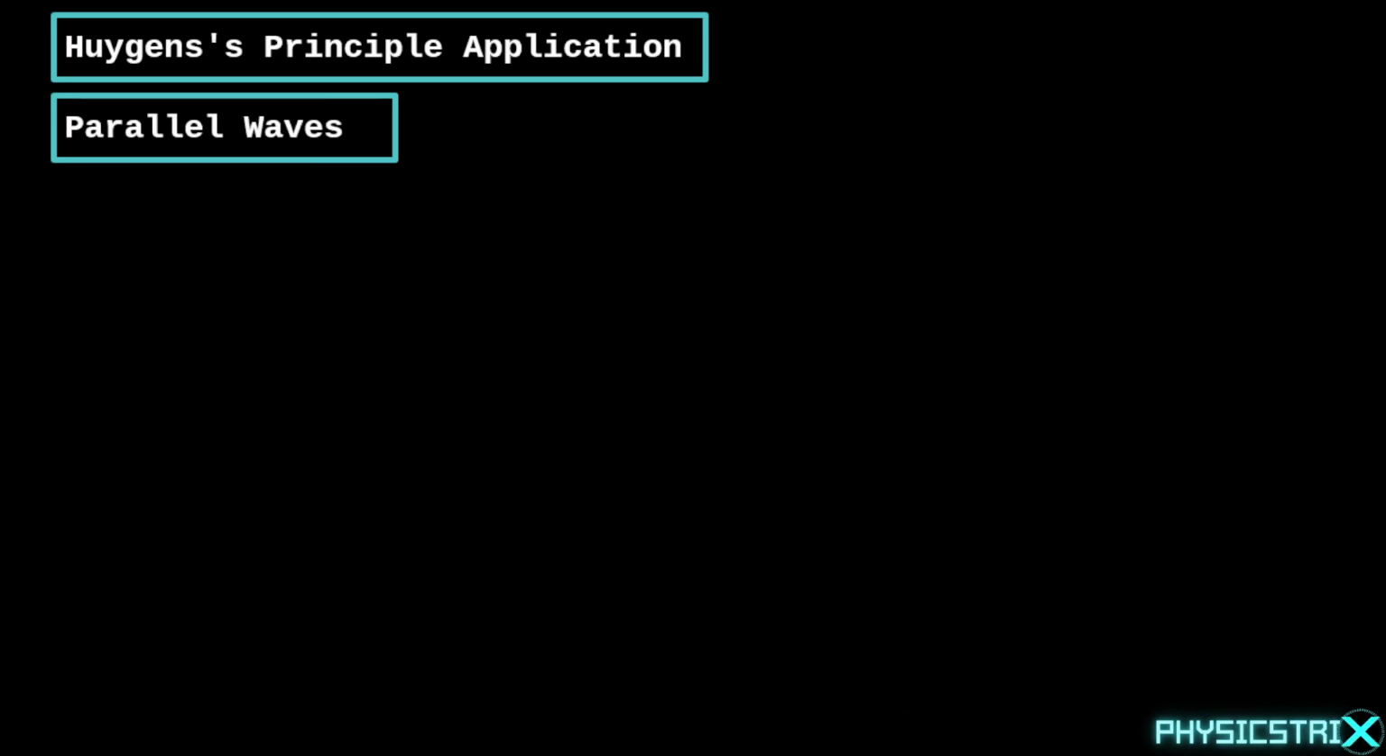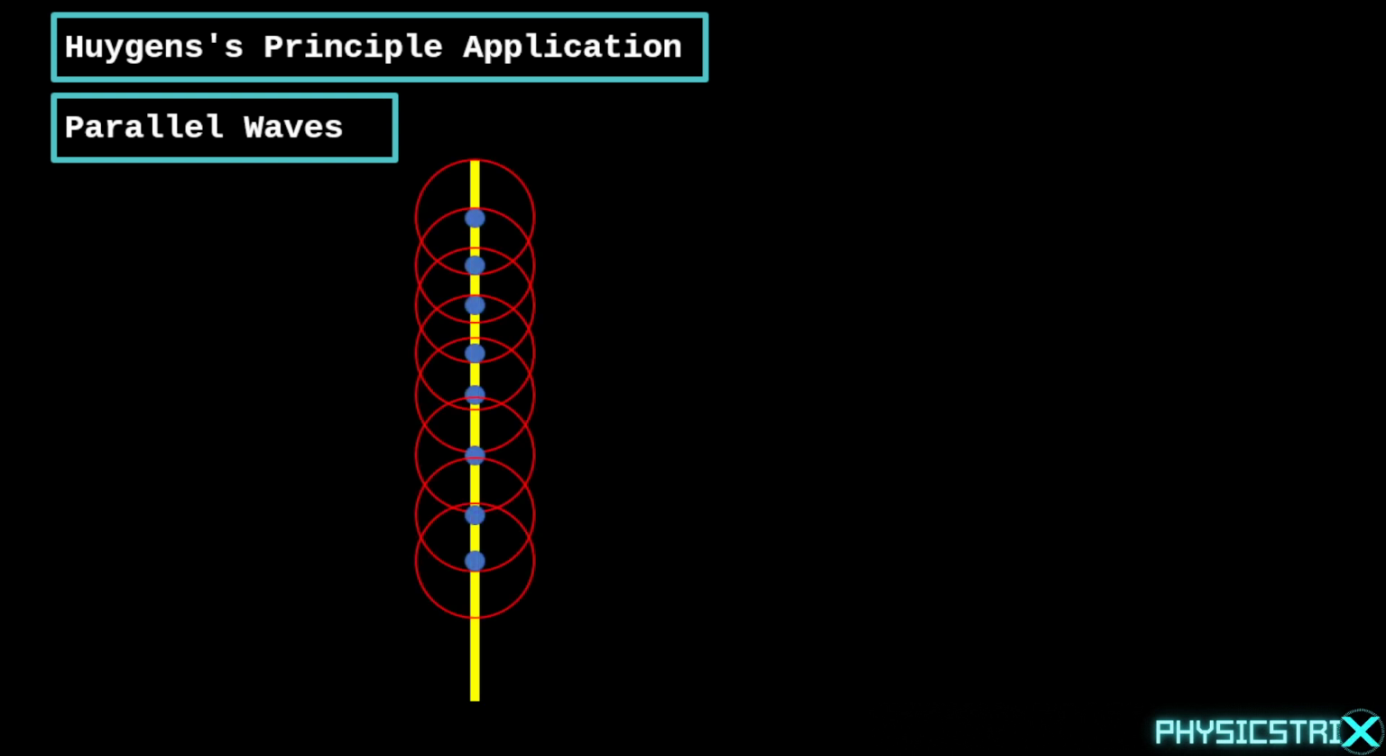Now let's apply it to parallel waves instead. Again, I have the initial wavefront, and I choose points and draw wavelets for them. Take notice where they intersect, and then where those intersect, you can draw another line joining them up, and that is going to be your new wavefront. So that's how you apply it to parallel waves.